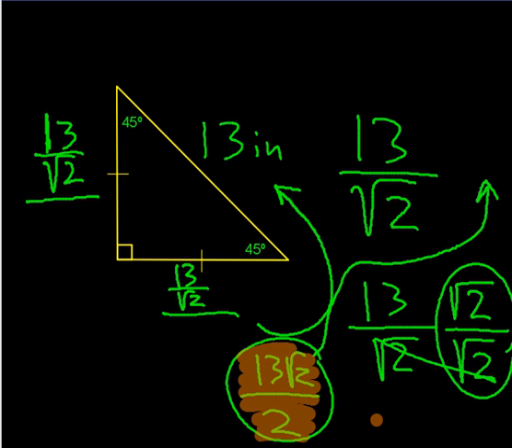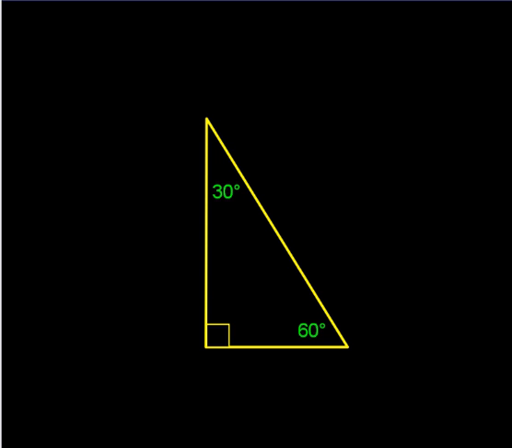The other triangle we're looking at is the 30, 60, 90 right triangle, and we have a similar situation here, but the numbers are different, of course. It's a differently shaped triangle, so the ratios must be different. If it's not a congruent triangle to the 45, 45, 90, then the ratios have to be different.